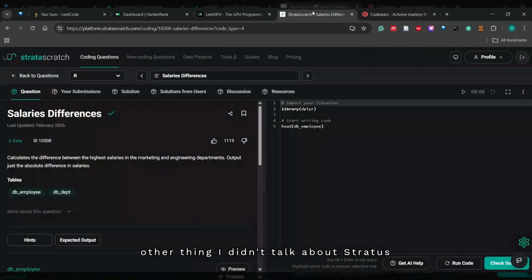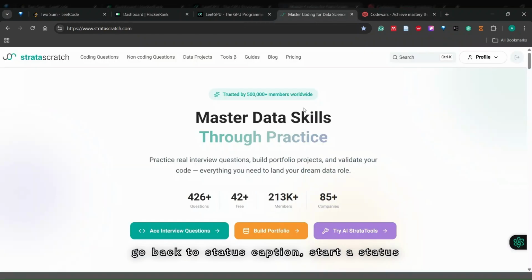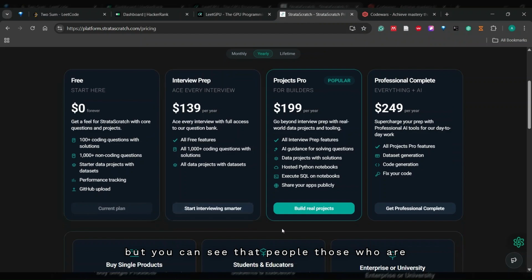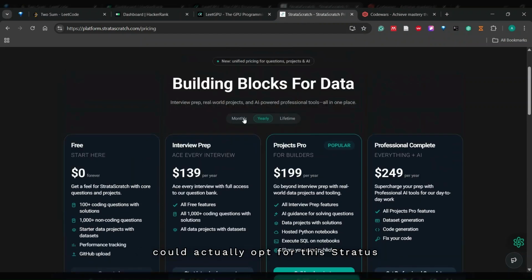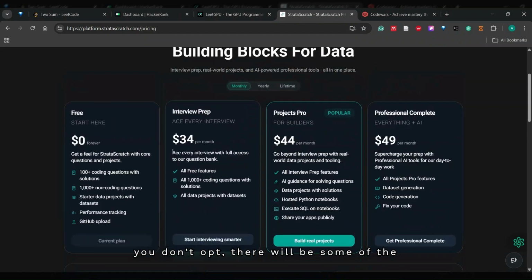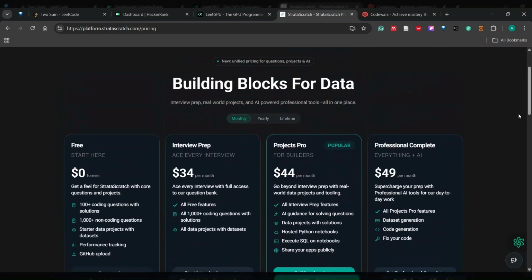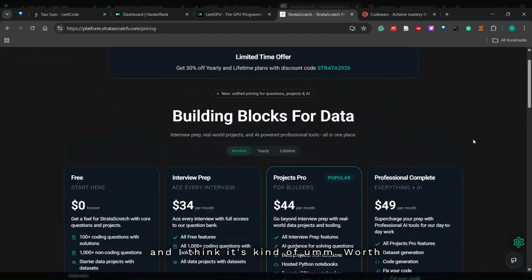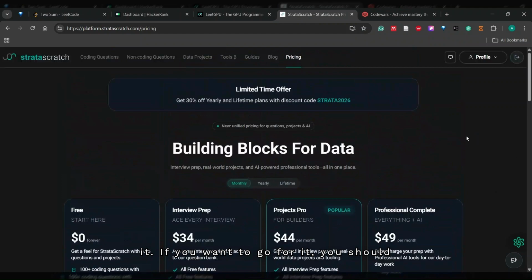And one other thing I didn't talk about with Strata Scratch is its price. So I will go back to Strata Scratch and talk about the pricing as well. And it's not affordable, obviously. But you can see that people who are particularly looking for data scientist, data analyst, and data visualization roles for practicing could actually opt for this Strata Scratch platform. I had opted once. If you don't opt, some of the problems will be locked and you cannot use them. So this is the price they charge, and I think it's kind of worth it. If you want to go for it, you should go for it.